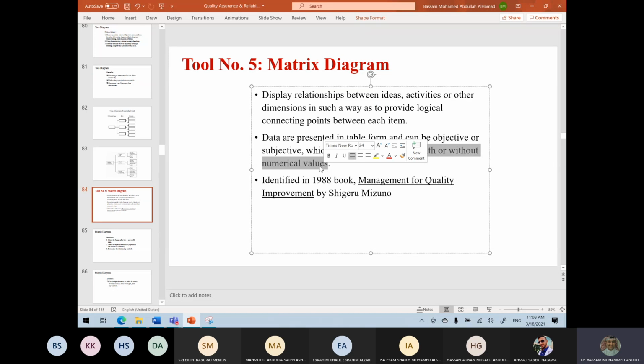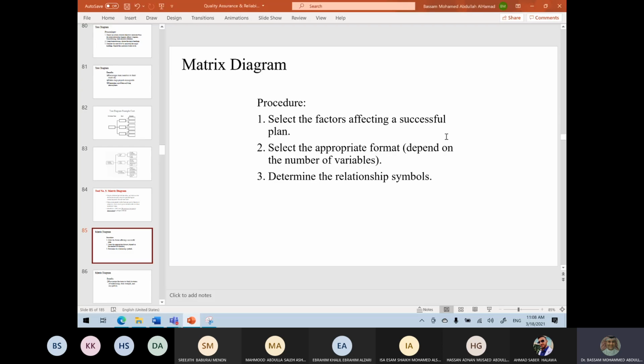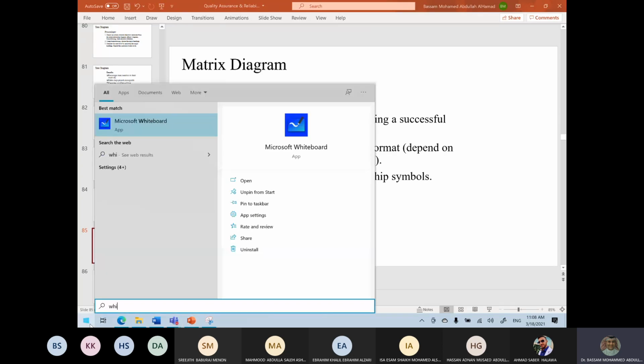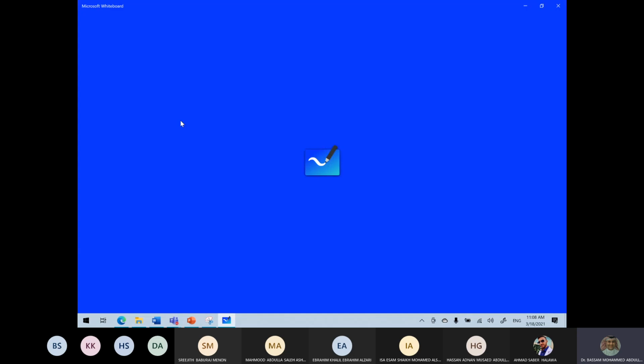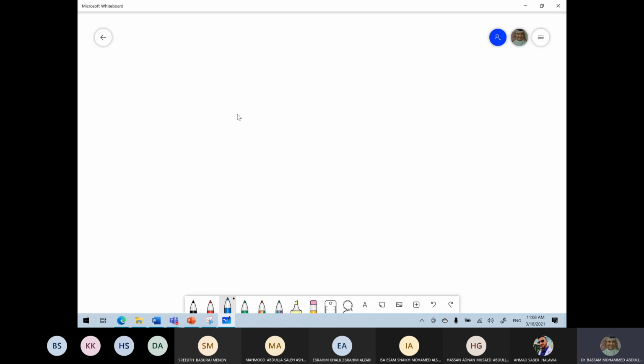But my words are still not clear to you because we didn't take an example. The steps are for later: select the factors affecting the successful plan, select the appropriate format, determine the relationship symbols. All of these are not clear if you don't take an example. So I prefer that we read the steps later, after we have a good idea about what we want to do in a matrix diagram in a real example. So today we are taking the matrix diagram.